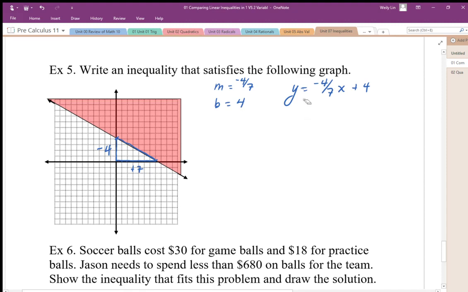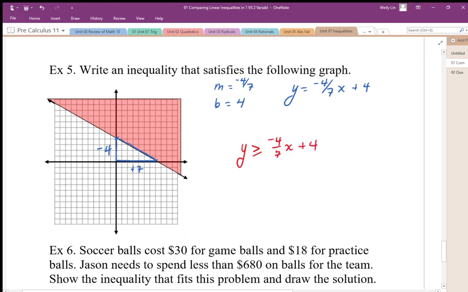Now in the y equals form it makes it much easier, because we know that if I'm above the line the y should be greater, and if I'm below the line the y should be smaller, or less than. So in this case y is above, so I'm going to write my inequality as y is greater than, and since it's a solid line we make it or equal to negative 4 over 7 x plus 4, okay, and that's it.